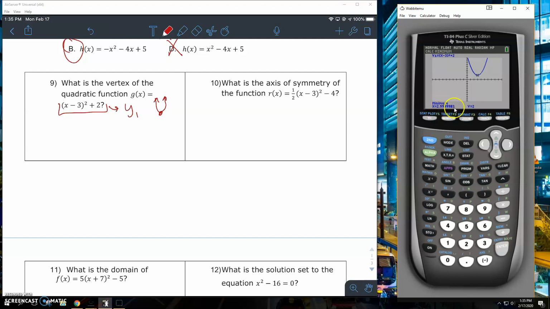and it gives me my minimum is at 2.999983 and 2. So 2.999 is going to round to 3. And then my y value is 2. So 3, 2 is where my minimum or my vertex is. So it's that bottom point on your graph.